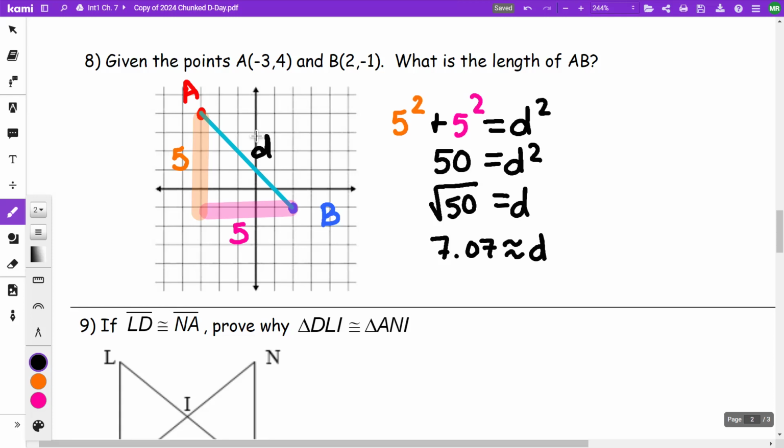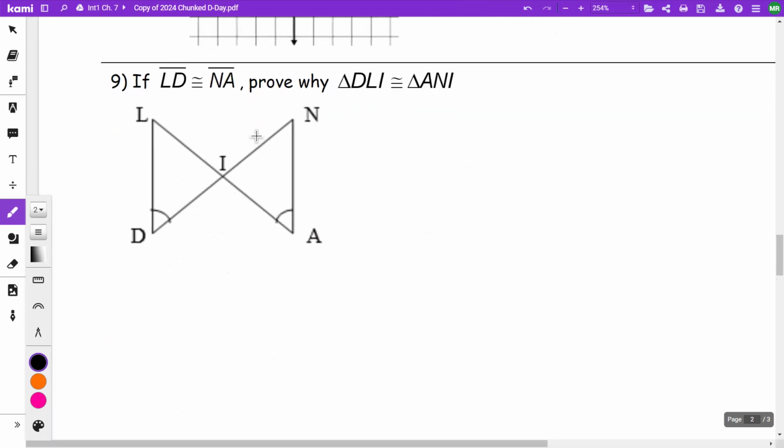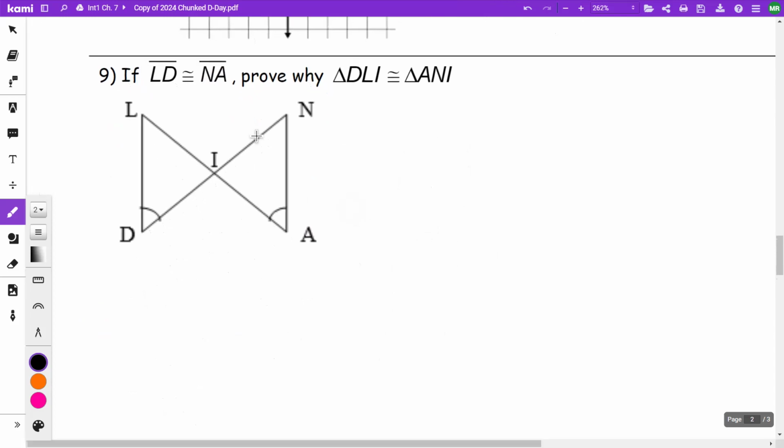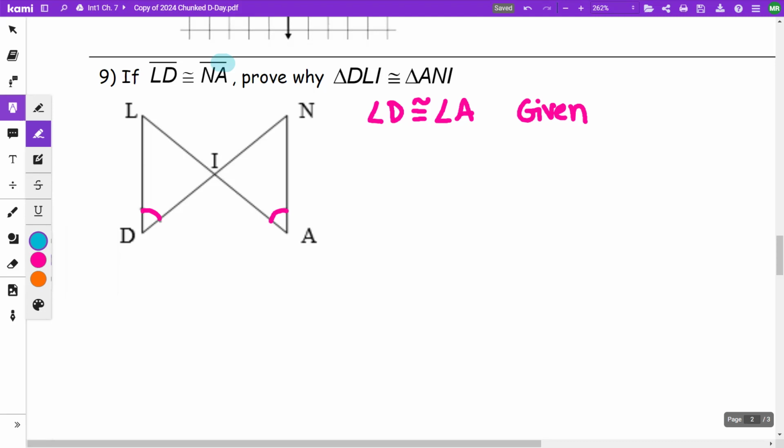On number 9, they want us to prove this. And we're going to do this where we're just listing the information and why we're saying it. So first thing I notice is they gave us this marking and this marking. So that is saying that angle D is congruent with angle A. And my reason for this is given, they told us that. Okay.